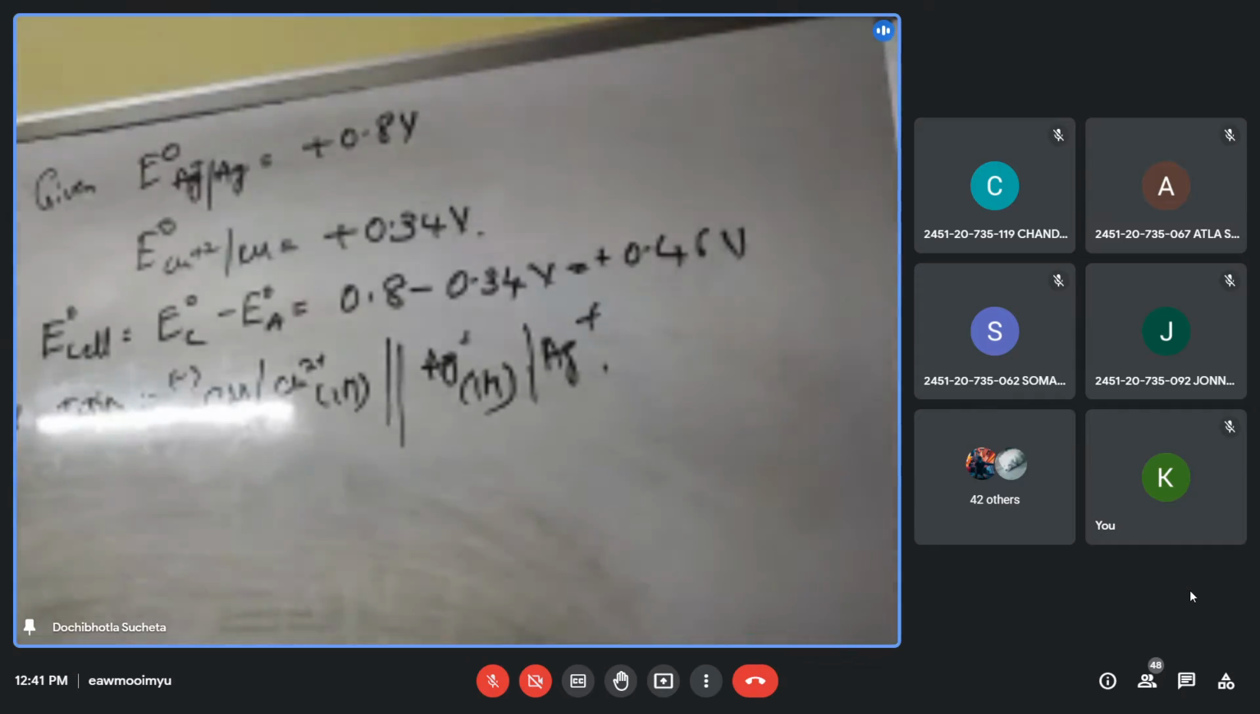Write the cell notation and calculate the E cell value for the following electrodes.